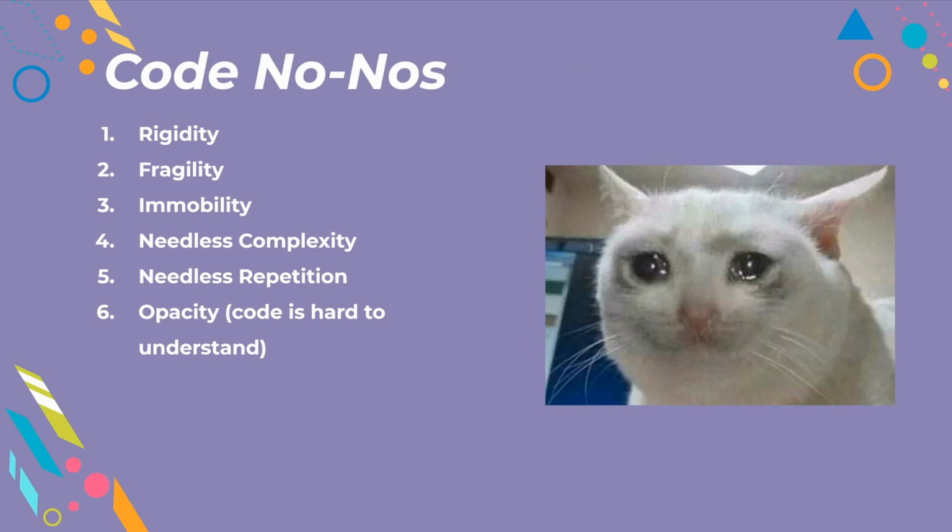3 is immobility, meaning you can't reuse code because it'll take high effort to reuse it, and also because of the high risk if you reuse it. So make sure you keep it small and single function. 4 and 5 are pretty simple: don't have long code doing the same thing, and don't overcomplicate it. And number 6 is just keeping your code easy to read.